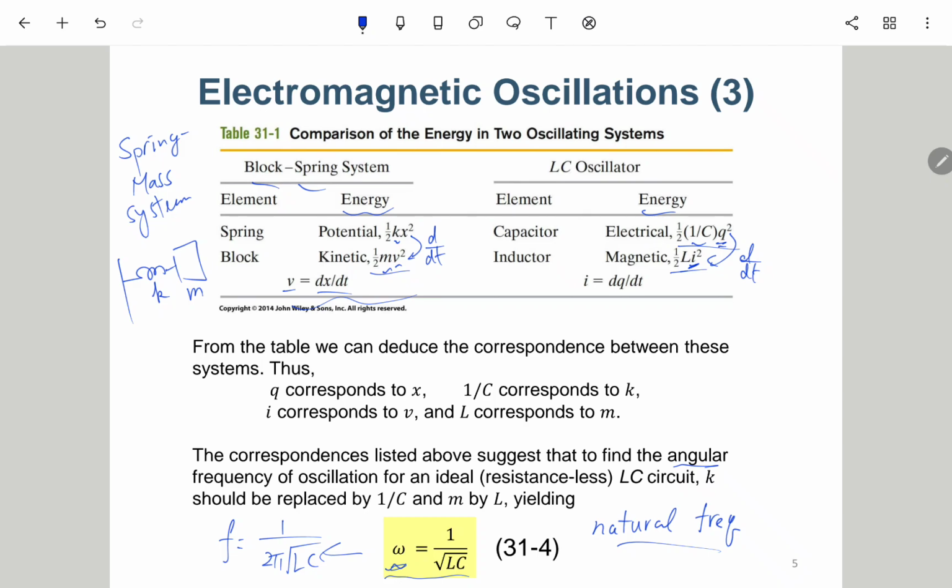So this means that if we replace L by M and 1 over C by K, then we can get the frequency for the spring-mass system, which is the square root of K over M. L becomes M, and C becomes 1 over K, so K goes to the top. So this is the natural frequency for this one.